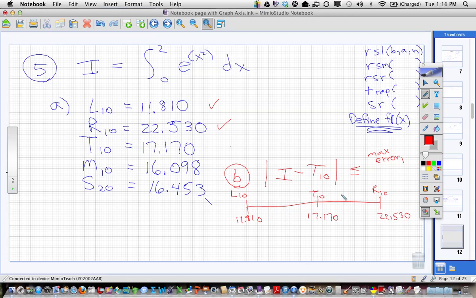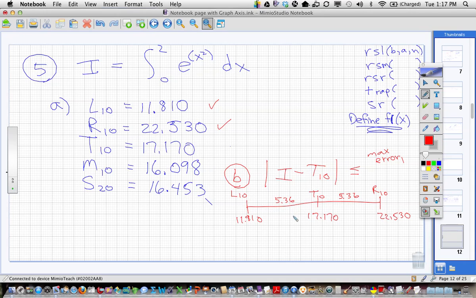Yeah, and has anybody subtracted those yet? Subtract those. In other words, the most it could be off is if I was way over here. Now, we don't think it is, right? But if the actual answer was way over here, what's the most it's off? 5.36. So it's 5.36 this way and 5.36 this way.